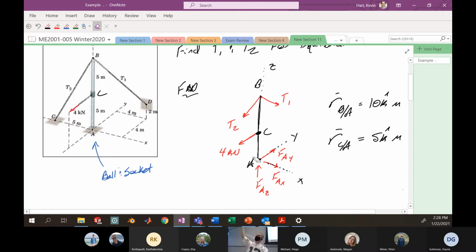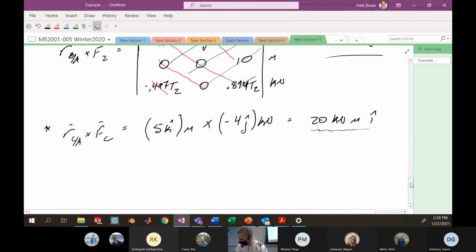Reach up toward point C, curl my fingers in the direction of the force. My thumb is in X, positive X. So here we are. Magnitude is just multiplying those two together and in positive I. So we're ready now.